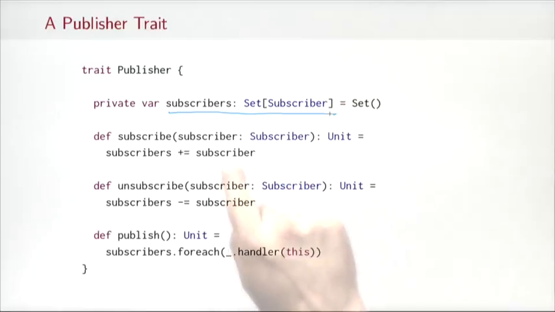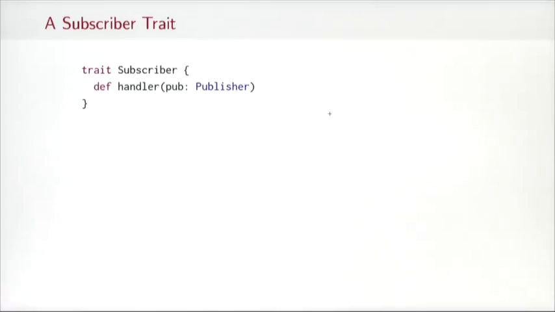And what it does is it adds the subscriber to the set with a plus equals. The dual of subscribe, of course, is unsubscribe, so a subscriber can also announce that it's no longer interested in published info of that publisher, and then the implementation of that would simply remove the subscriber from the set. And finally, a publisher has a publish method. What that does is it goes through all subscribers and invokes for each subscriber a handler method that the subscriber must provide with the current publisher as argument. So let's see the subscriber next. Subscribers are very simple. All they need to have is this handler method, and we pass the publisher that published new information as a parameter to that handler.